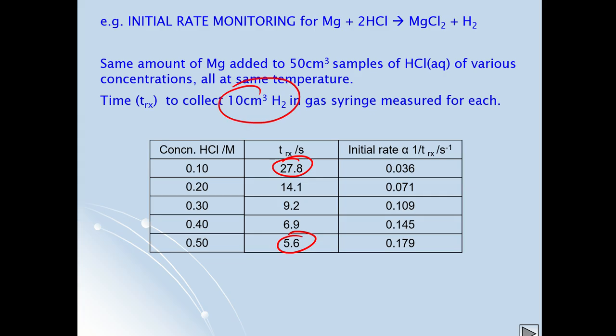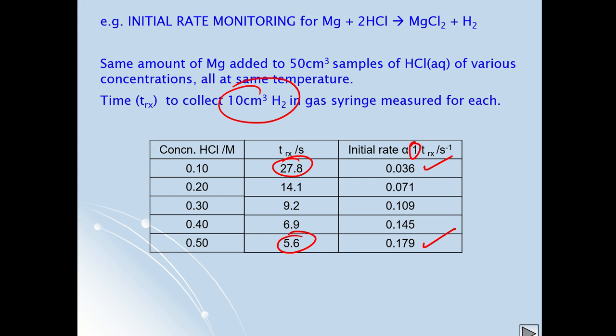Okay, so from there on in, because we are making the same fixed volume of hydrogen every single time, we can treat our rate as 1 over time, because our change that we are measuring is the same every single time. And if we do that, we'll see that the rate is very low at the low concentration, and it is much, much higher at the high concentration, which is kind of what we would expect.